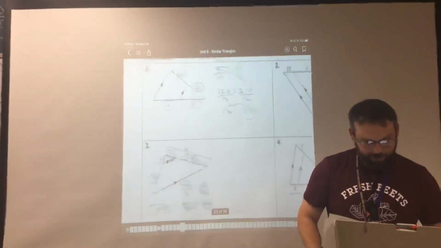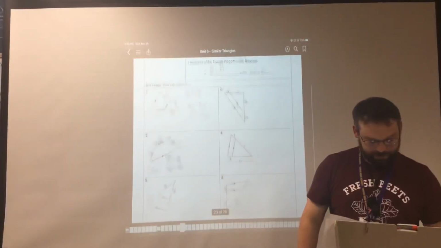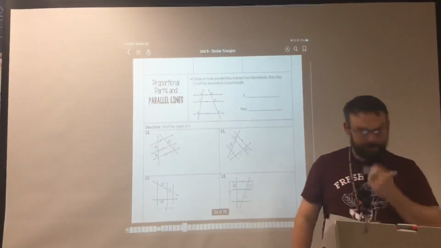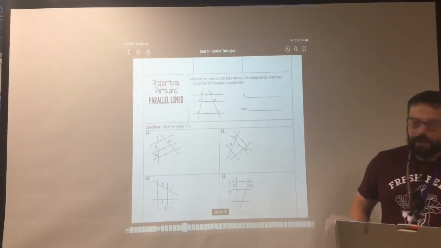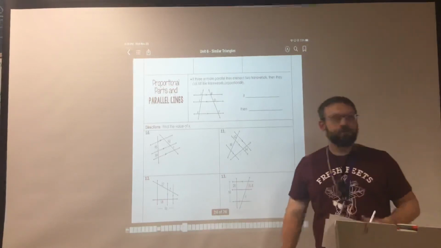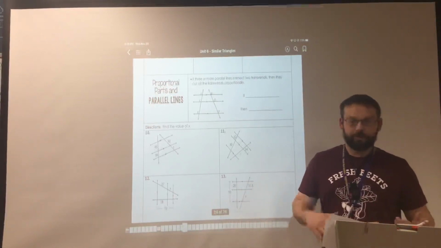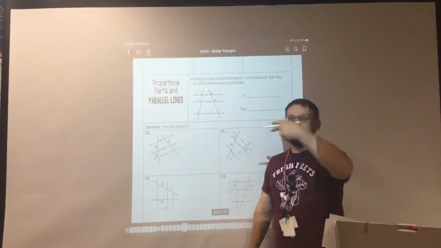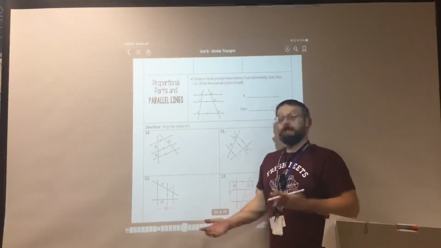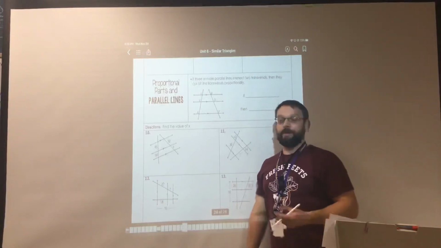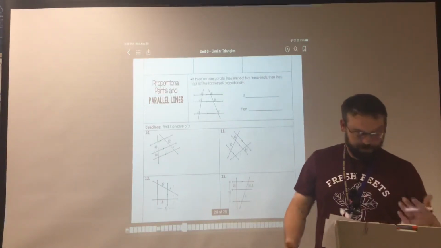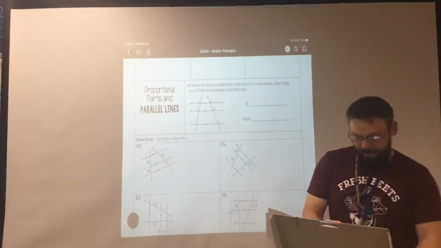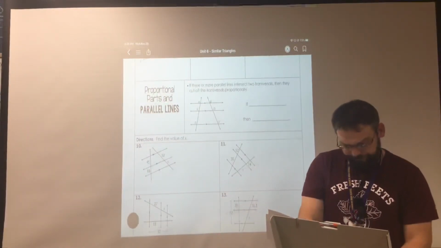If you flip over to the back side of this page, there it is: proportional parts and parallel lines. So this follows right along with the stuff that we were just doing, except that this time, instead of there being two parallel lines, there's three. Truthfully, there could be four. There could be five. I mean, infinite, really.